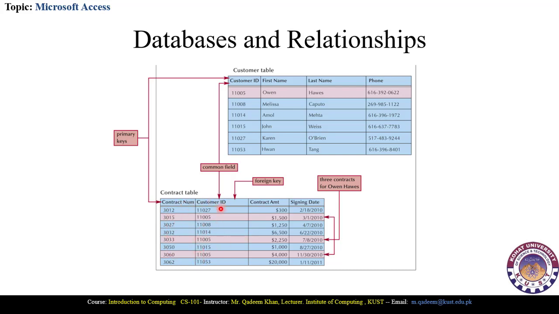So these are different key concepts: the foreign keys and the common fields. Also, there are three contracts for 11005. That means this person has three different contracts. The contract number is 3015 for the first contract, 3033 for the second contract, and 3060 for the third contract. So hopefully you will understand why there is so much important information in the primary key, and that if it is in another second table, then this primary key is called the foreign key.